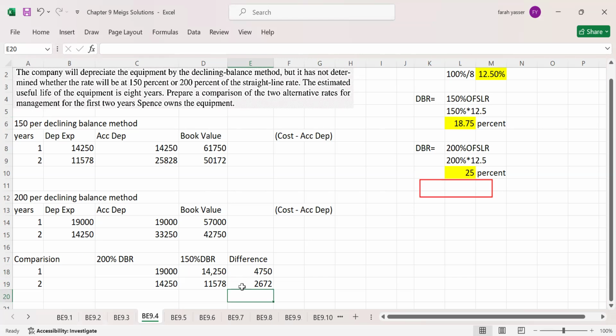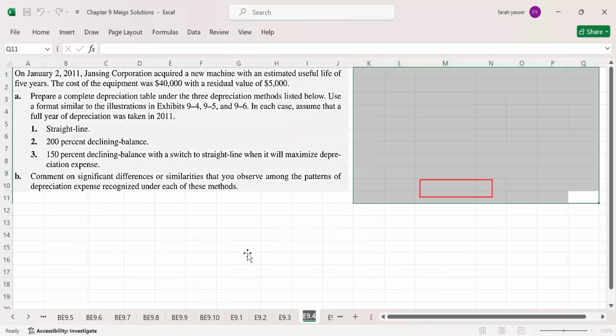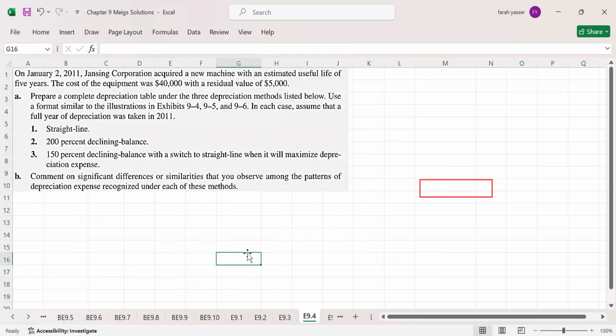And similarly, in case of the second year, $2,672 depreciation is higher in case of the 200% declining balance method as compared to the 150% declining balance method. So the comparison was required, and that's it from brief exercise 9.4. Our last exercise is 9.4 for today's lecture.